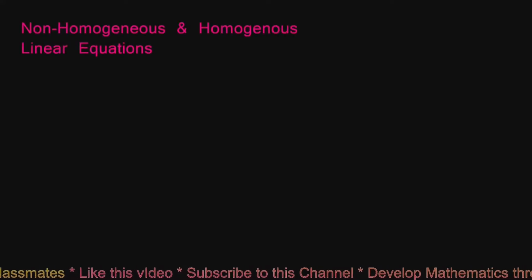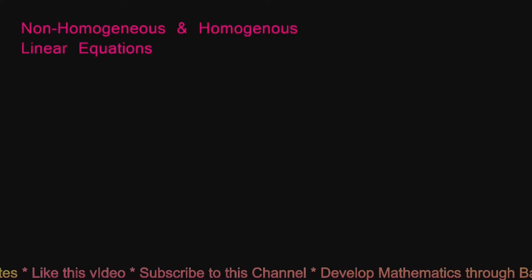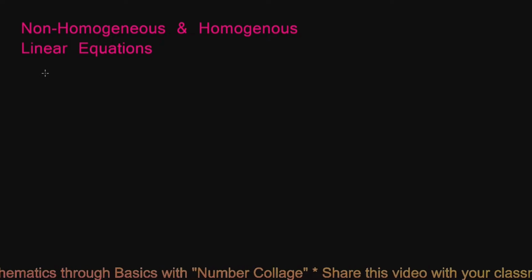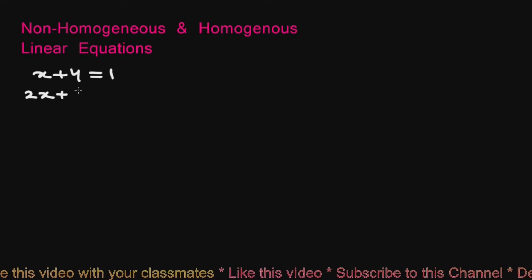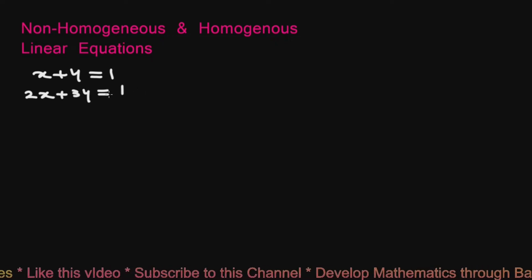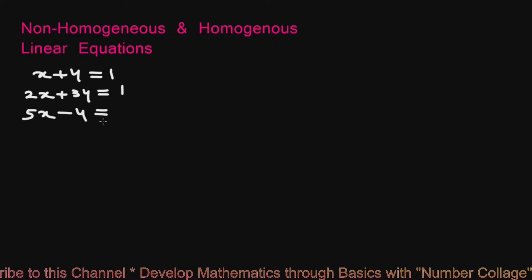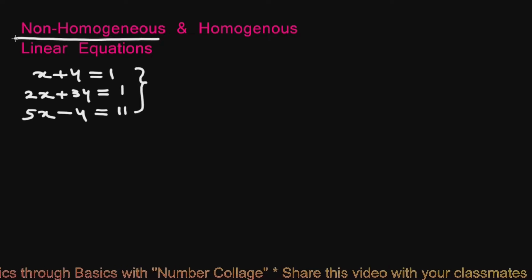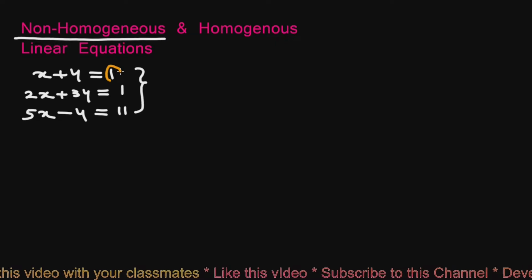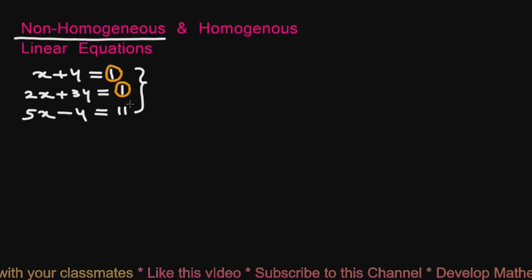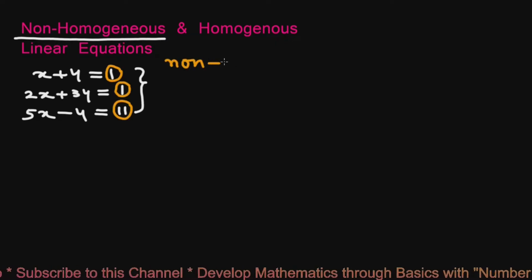In this video, we will discuss non-homogeneous and homogeneous linear equations. Equations of the form x plus y equals 1, 2x plus 3y equals 1, 5x minus y equals 11 are non-homogeneous linear equations because here the right hand side of these equations is non-zero.